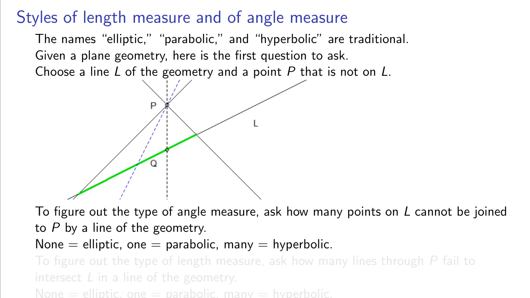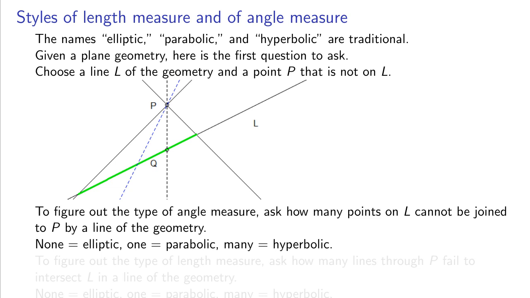Given two events that happen at different times, you can always figure out a uniform motion that's on hand for both events. But if those events happen simultaneously, you'd have to travel infinitely fast to be on hand for both. That's not a line of the geometry. So that's an example of so-called parabolic angle measure.